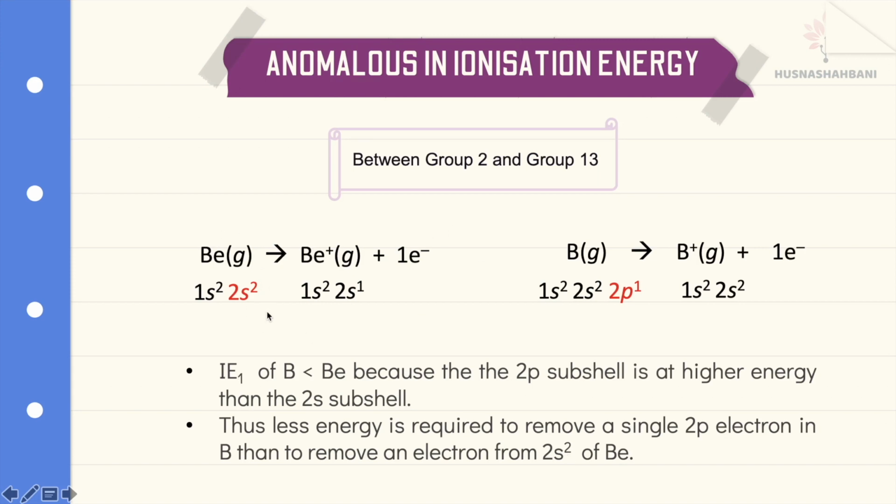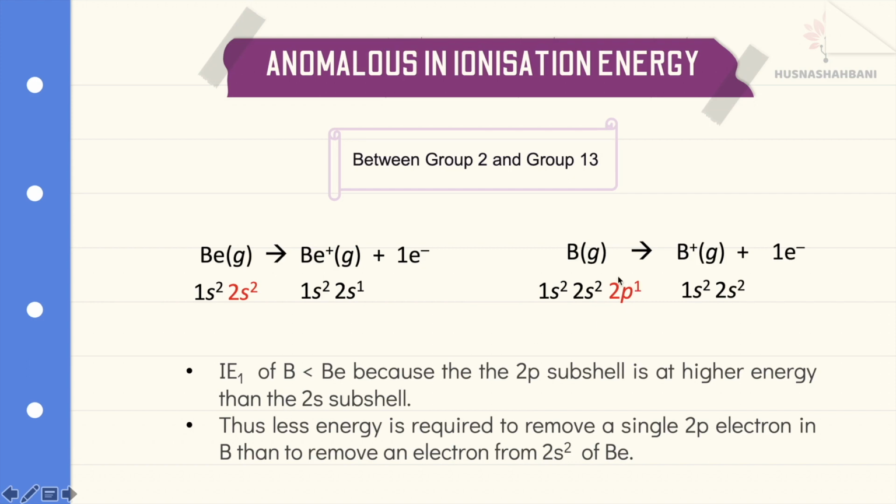This is because if we look at the electronic configuration, here between group 2 and group 13, Be is in group 2 and B is in group 13. We are comparing Be in group 2 and B in group 13. The first ionization energy of B is supposed to be higher because it's on the right, but it is less, because if you look at the electronic configuration, the 2p subshell is at higher energy than the 2s subshell. B has a 2p subshell, but Be doesn't have a 2p electron. So the 2p subshell in B is higher in energy than 2s.